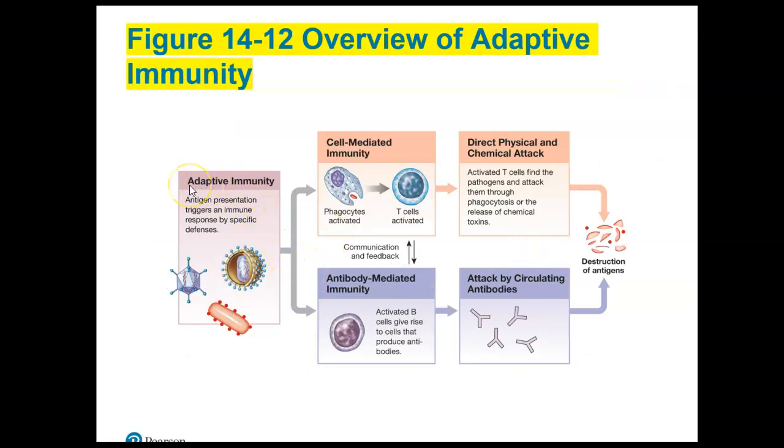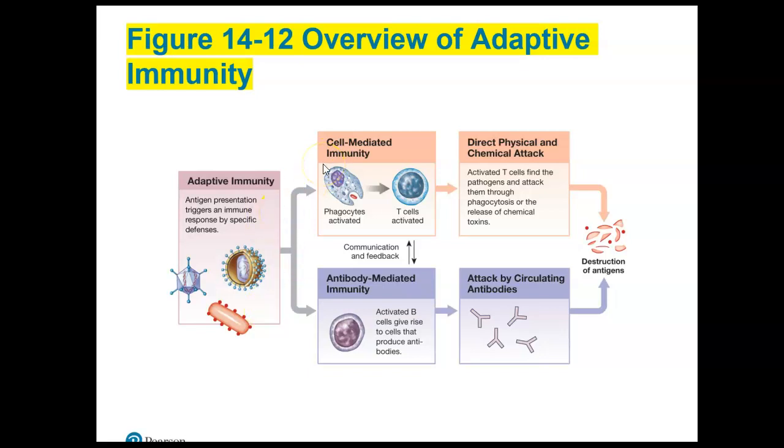Okay, so here we have an overview of adaptive immunity. In adaptive immunity, antigen presentation triggers an immune response by specific defenses. And this is showing you some different antigens. The glycoprotein spikes on a virus, you can see it in both of these top 2 examples. They look like little blue popsicles on sticks. And then you have these little red dots on this bacterium. So those are actually the pieces of the bacterium or the virus. These are the pieces that have receptors on your T cells and B cells. So that's what your immune system is responding to, just these little pieces called antigens that are attached to the surface of the virus or the bacterium.